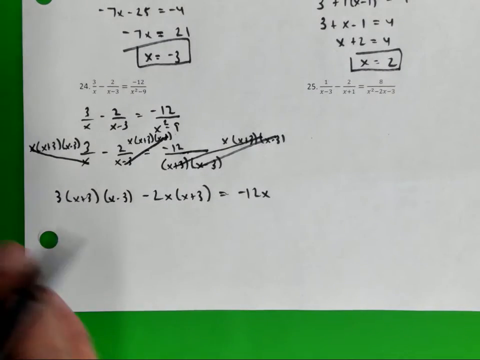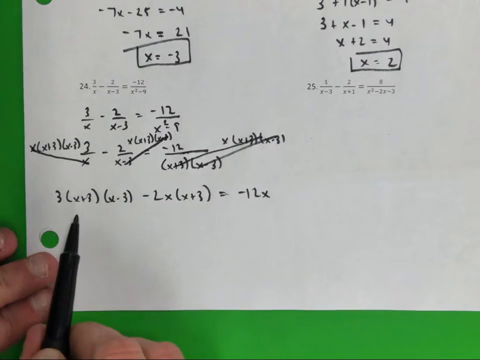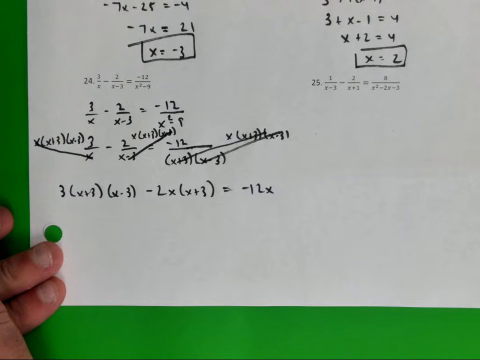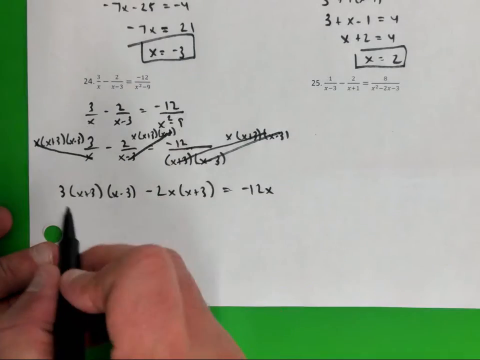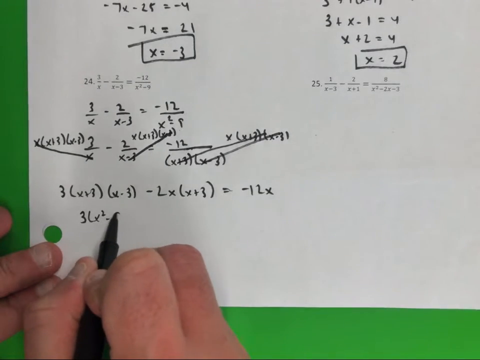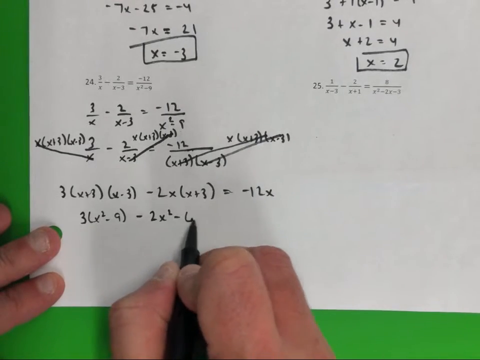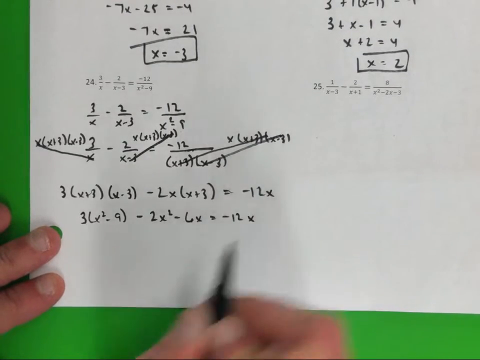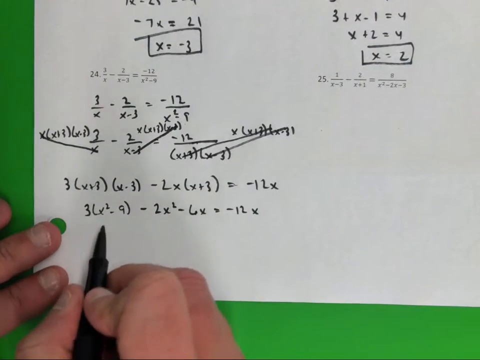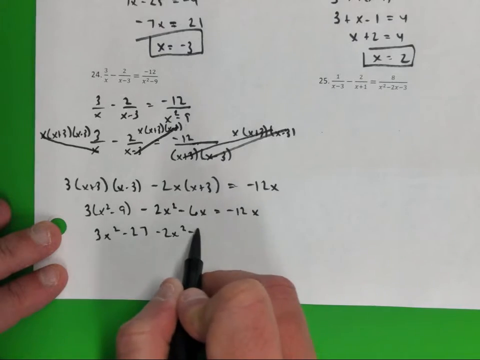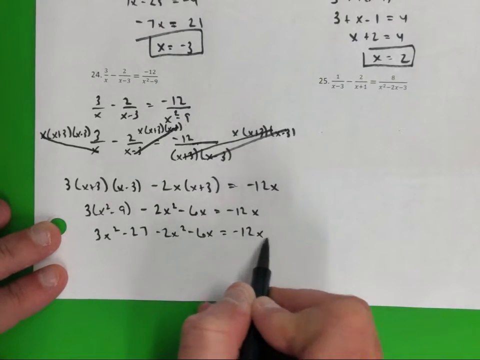Now, you're intelligent enough, because you wouldn't be in this class if you weren't. x plus 3 and x minus 3. If you multiply that, you know what you're going to get, aren't you? x squared minus what? Because that's a difference of squares, isn't it? So I'm going to put 3, x squared minus 9, minus 2x squared, minus 6x equals negative 12x. Distribute, that's 3x squared minus 27 minus 2x squared minus 6x equals negative 12x.